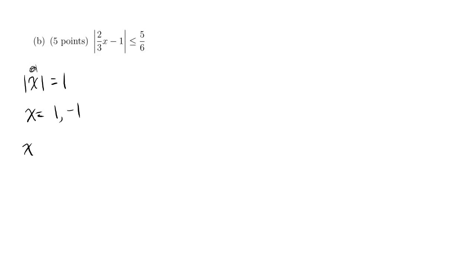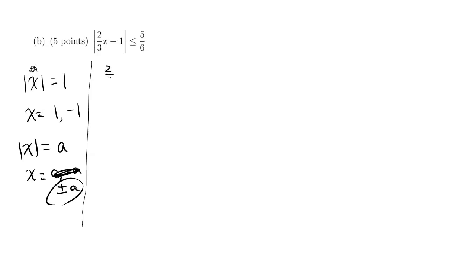In other words, if you have absolute value of x equals some value a, then the solution is a and also -a. In other words, you want plus or minus a. That's what the solution is. Okay, so keep this in mind. Again, we're going to work with the same principle that we want to work with equality rather than inequality. So set this equal to 5/6 and see what conclusions we can come up with.